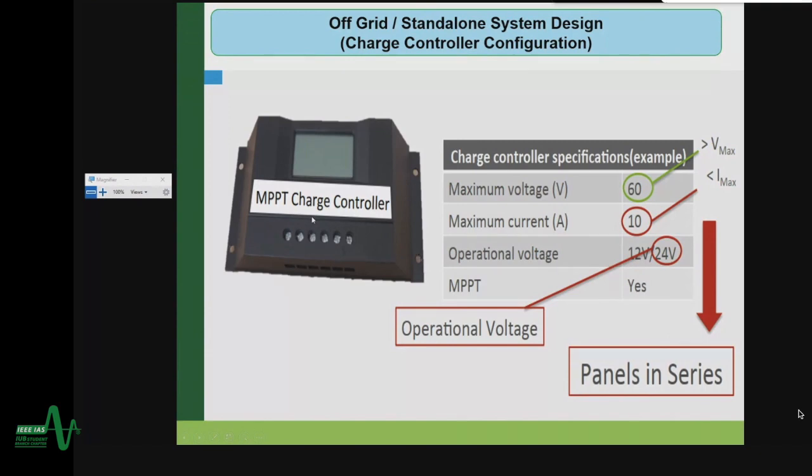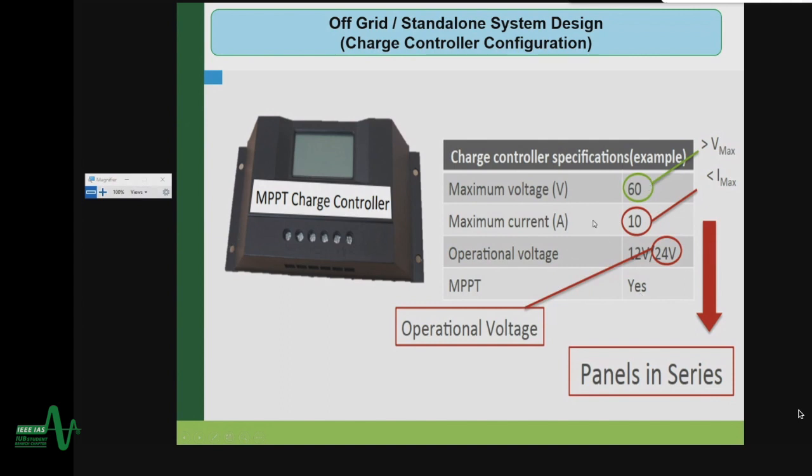So here just only choose, okay, this is the MPPT charge controller. And it's actually written in the specification or in the data sheet. The maximum voltage which it can handle is 60 volt. Maximum amount of current which it can handle is 10 ampere. Operational voltage is 12 volt or 24 volt. That means it can operate in both of these voltages, 12 volt or 24 volt, no worries. And the MPPT option is available.